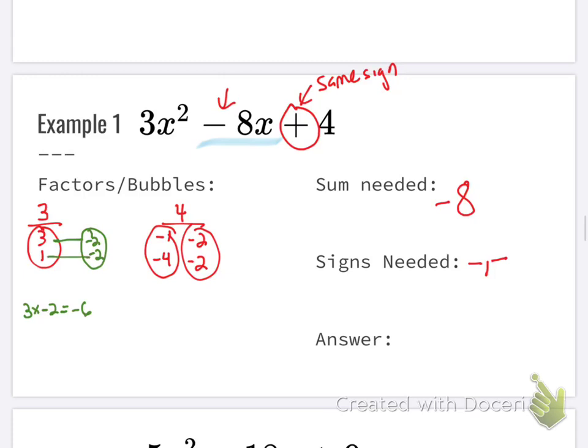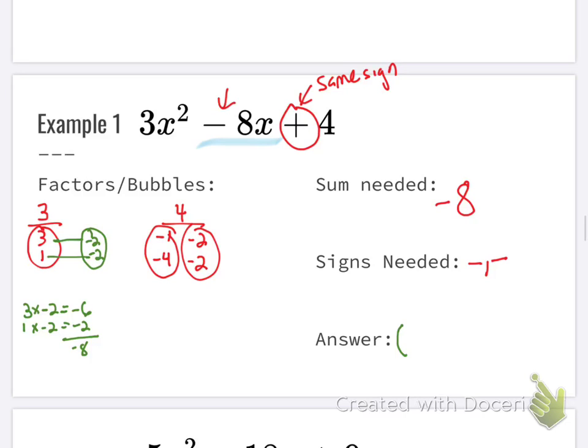1 times -2, which is -2. We add those together. So remember, you can either put this into your calculator or you can think of it as money. You owe me $6, and then you wanted to do something else for $2. I loaned you $2 more. How much do you owe me? Well, you'd owe me $8, which is coincidentally the number we need.